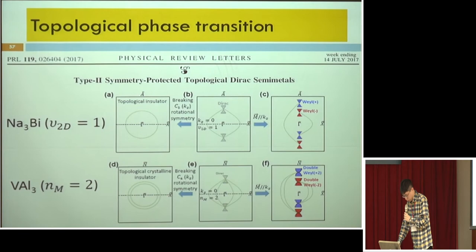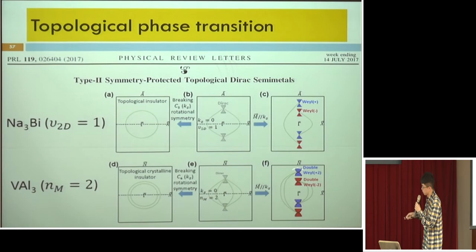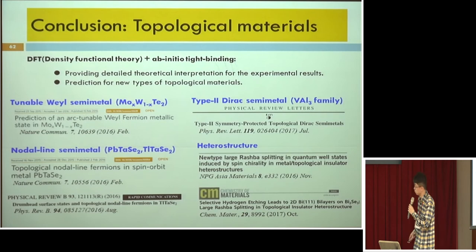And the Dirac semimetal is very interesting because it can be regarded as a critical point in topological phases. It means we can realize different phases by simply breaking the symmetry. For example, if we break the C4 symmetry, the system becomes a topological insulator. If we apply a magnetic field and break the time-reversal symmetry, it becomes a Weyl semimetal. Because of time, let me skip over this part and go to the conclusion.